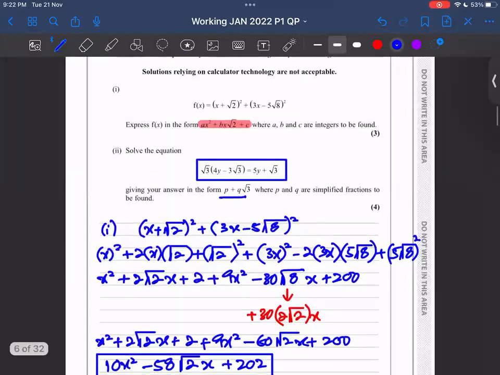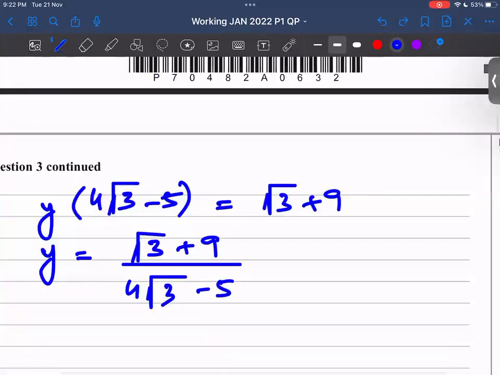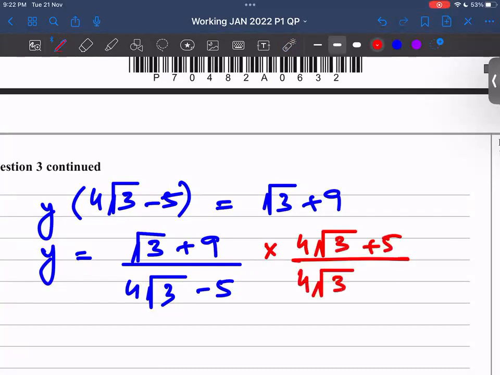What is that specific form? That is this form. The root 3 should be in the numerator. So over here we got the root 3, but it's also in the denominator as well. So what I'm going to do, I'm going to multiply and divide by the conjugate of the denominator, which is going to be 4 root 3 plus 5, 4 root 3 plus 5.